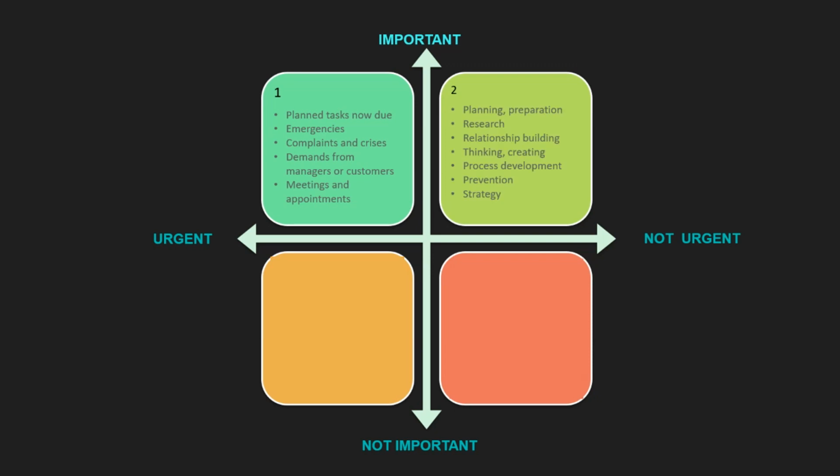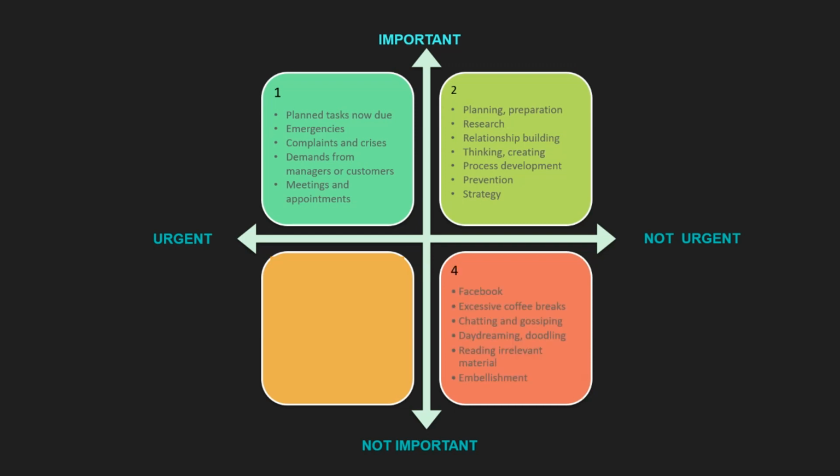If we then go across and look in quadrant 2, this is really all about planning and preparation. This is where we'll do our research and also where we take care of building relationships now rather than when things become urgent. This is where we do our thinking, our creating, and development of processes to help streamline the things that we need to do. This is where we think about prevention rather than curing crises. And we also look at strategizing. Let's look at quadrant 4 next.